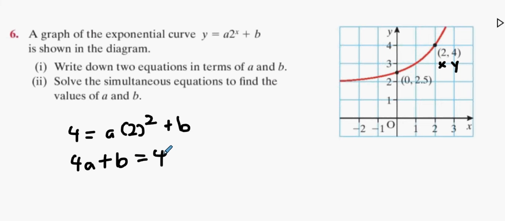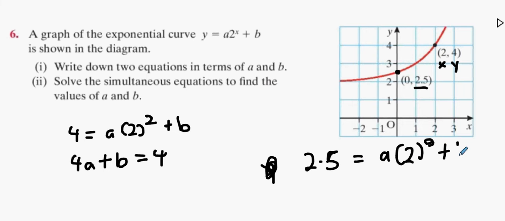Is that cool with you guys? Alright. Next point, what's the next point on our graph? 0 and 2.5. Y, which is 2.5. 2.5 equals a times 2 to the power of 0. What's 2 to the power of 0? 1. This implies that a plus b equals what? 2.5, alright? Now I'm just going to move that equation over to the right here.